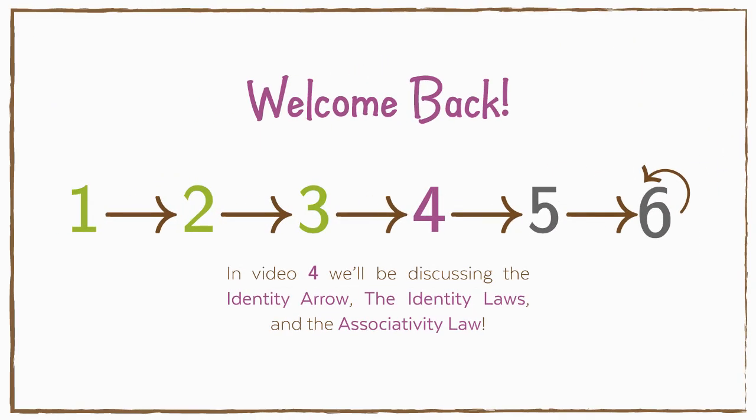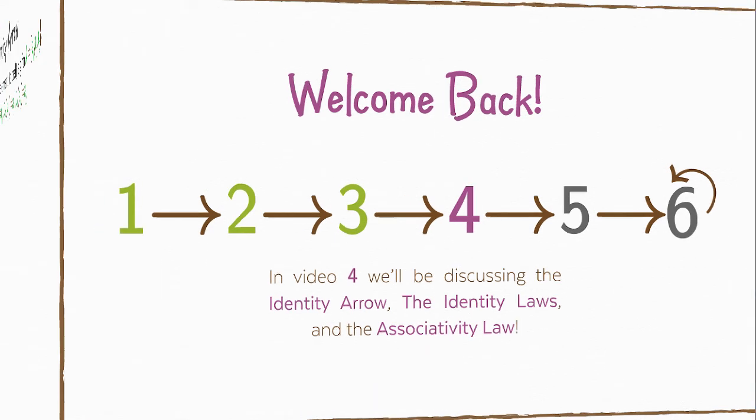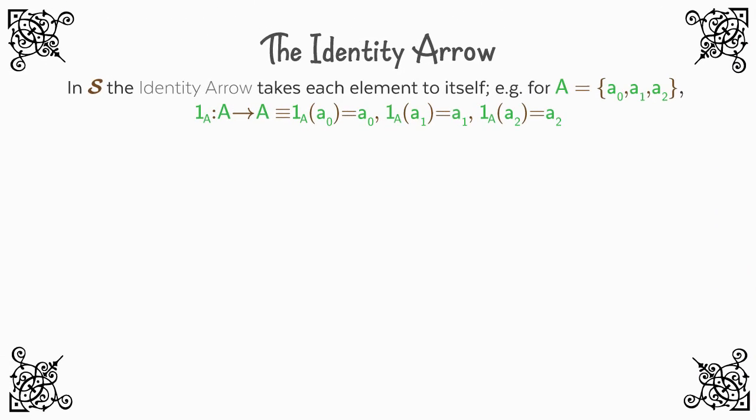Today we will see more of commutative diagrams when we discuss the final 3 parts of the definition: the identity arrow, the identity laws, and associativity. In Set, the identity arrow is a map that takes each element of the set to itself, i.e., for an arbitrary a in A, 1_A of a is equal to a.